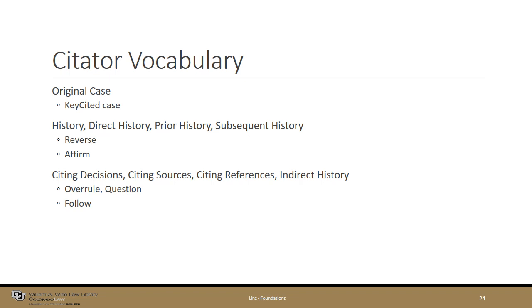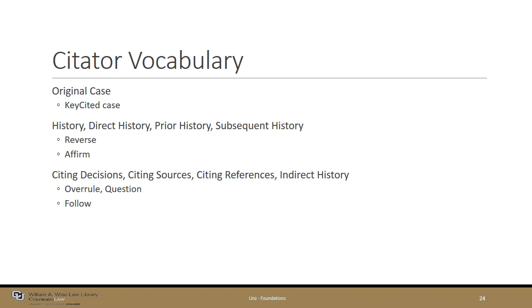There is the original case. Sometimes this is called the key cited case. And the original case is the case that we're actually running the report on, the citator report on. So that's, if you will, the base case. And then when you get the report, you're going to see two kinds of citations. You're going to see what's called the history, sometimes referred to as direct history, prior history, or subsequent history.